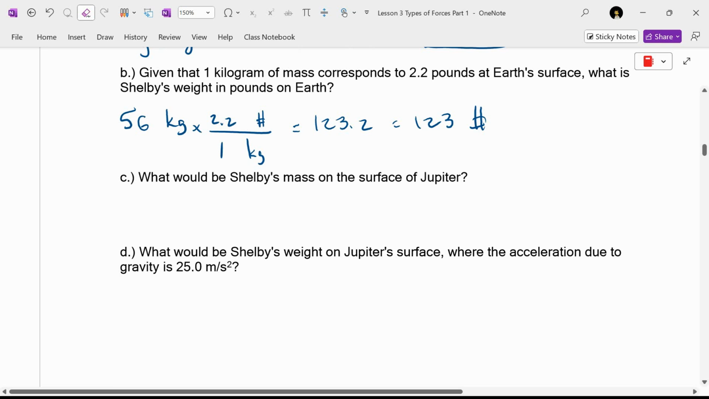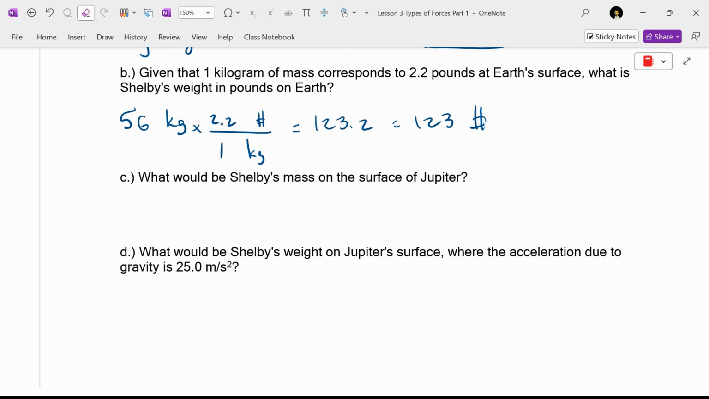Marcus, what would Shelby's mass be on the surface of Jupiter? Too slow. Ryder, what would Shelby's mass be on the surface of Jupiter? Too slow. Arnica, what would Shelby's mass be on the surface of Jupiter? When I do my dumb "too slow," what I'm saying is you already know the answer. What's Shelby's mass on Jupiter?